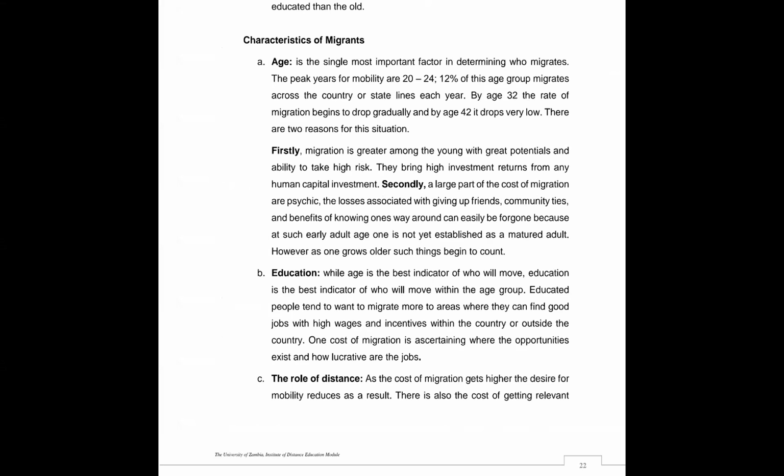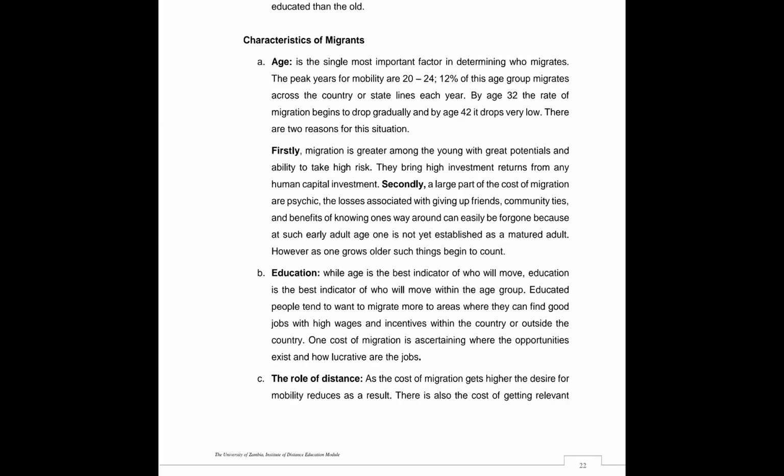If the person maybe is single, many people who are between the age of 20 to 24 are most likely to migrate across countries. By the time they reach the age of 32, the rate of migration begins to drop gradually, and by 42, it drops very low. So migration is usually for young people, especially across countries. Migration is greater among the young with great potential and ability to take high risk.